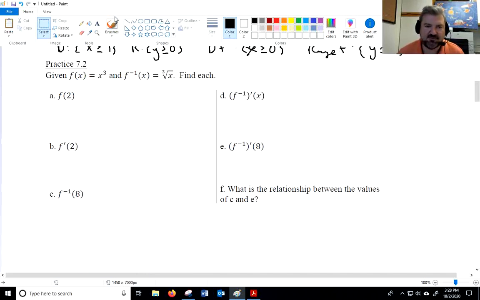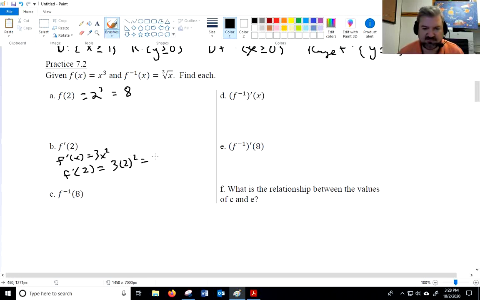So f of 2, what is f of 2? Well, f of 2 would be simply 2 cubed, which we can say is 8. All right, letter B, f prime of 2. Well, let's find what f prime of x is first. So f prime of x is 3x squared. So f prime of 2 would be 3 times 2 squared, which is 12.